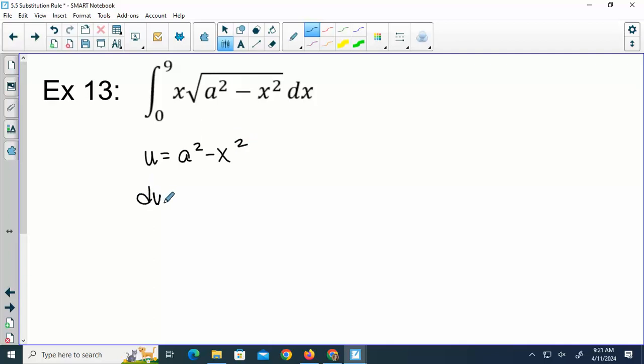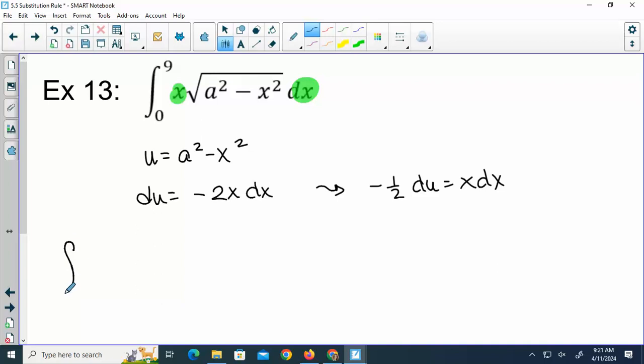So du, if a is a constant, the derivative of a squared is 0 minus 2x dx. So I need the x and the dx. I don't need the negative 2. So I'll divide that over. So we have the square root of u, or u to the 1/2, times a negative 1/2 du. And we can change our limits.